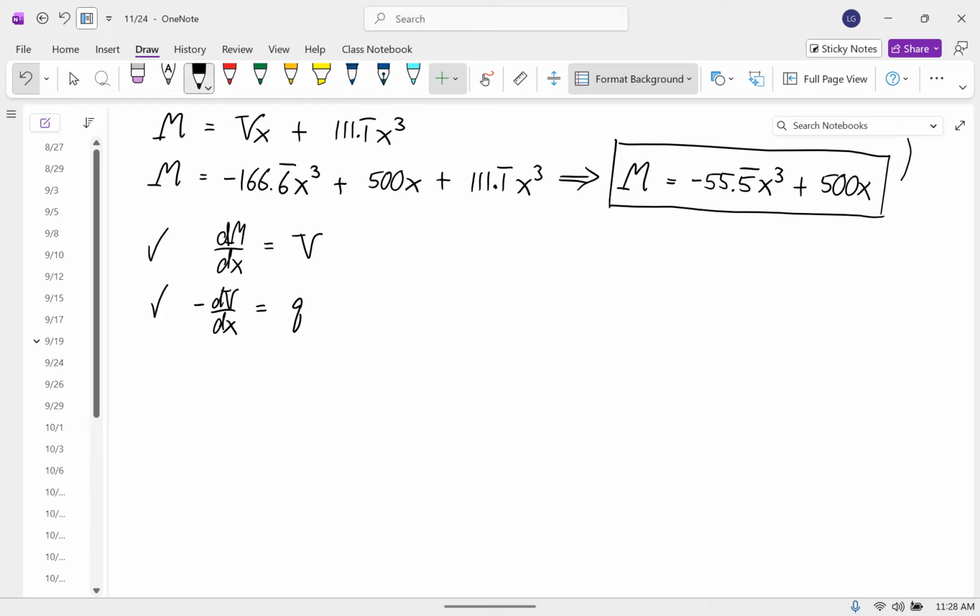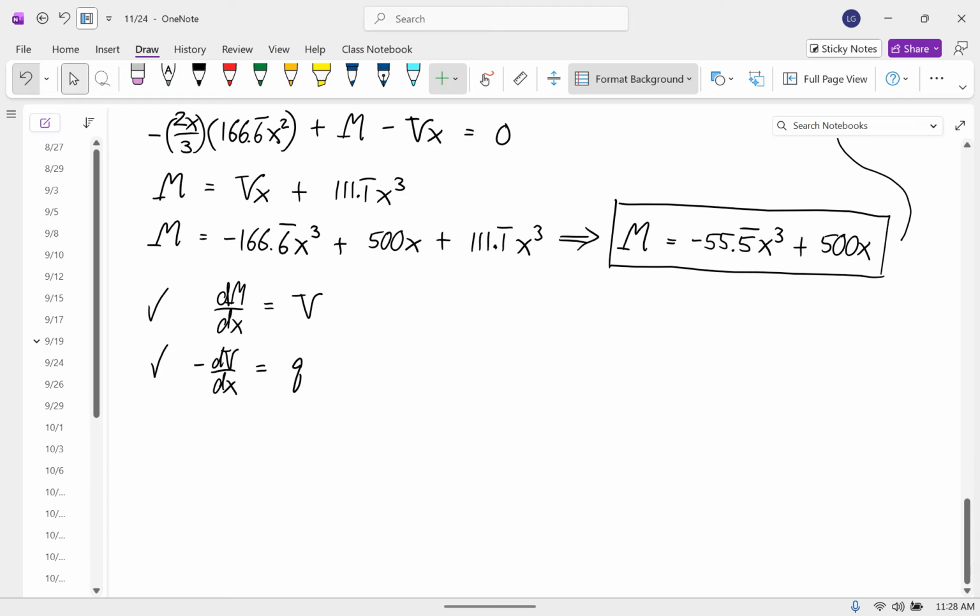Yes? Why wouldn't you just take repetitive integrals to find your function? Well, if you were to integrate, you'd still not know the constants. So you could get your Q function and then integrate once to get your V function, and then integrate again to get your M function. And it's true, you can do that.